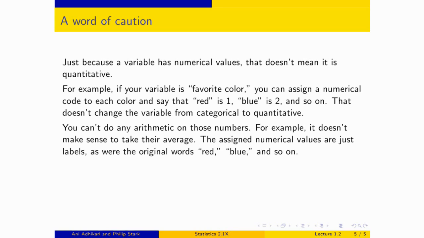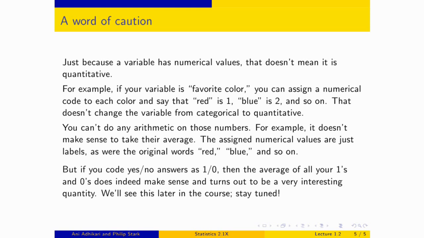There is one interesting case though. If you have a question to which the answer is yes and no, that's it, no other possibility, just yes or no, and you assign the code 1 to yes and 0 to no, those zeros and ones are very powerful indeed. The entire online system, your computer, my computers, are all based on those zeros and ones. If you code your answers 1 and 0, then the average of all of your 1s and 0s is a very interesting quantity that we will meet later on in the course. Patience.